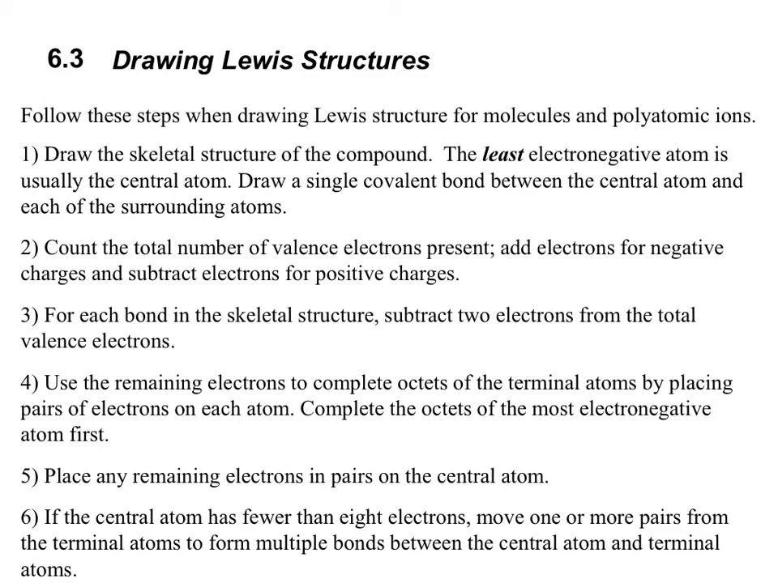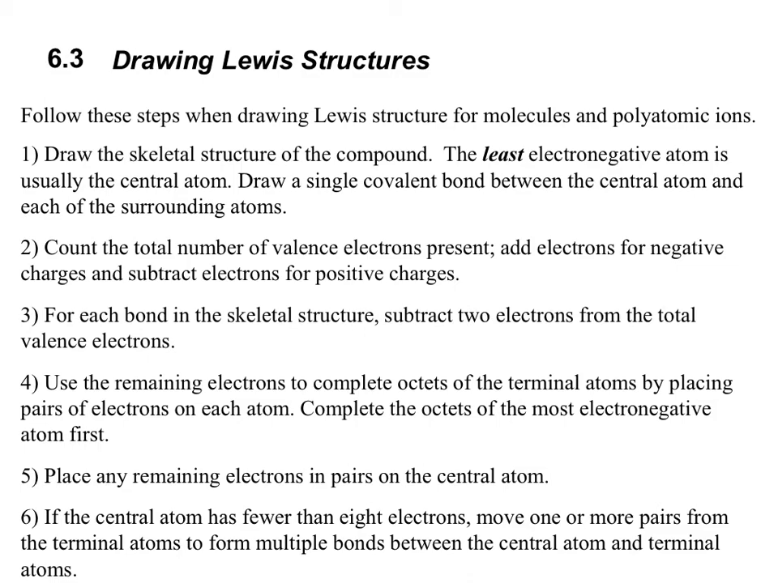Step 2. Count the total number of valence electrons present. Add electrons for negative charges and subtract electrons for positive charges. Step 3. For each bond in the skeletal structure, subtract 2 electrons from the total valence electrons. And step 4. Use the remaining electrons to complete octets of the terminal atoms by placing pairs of electrons on each atom. Complete the octets of the most electronegative atom first. Step 5. Place any remaining electrons in pairs on the central atom.